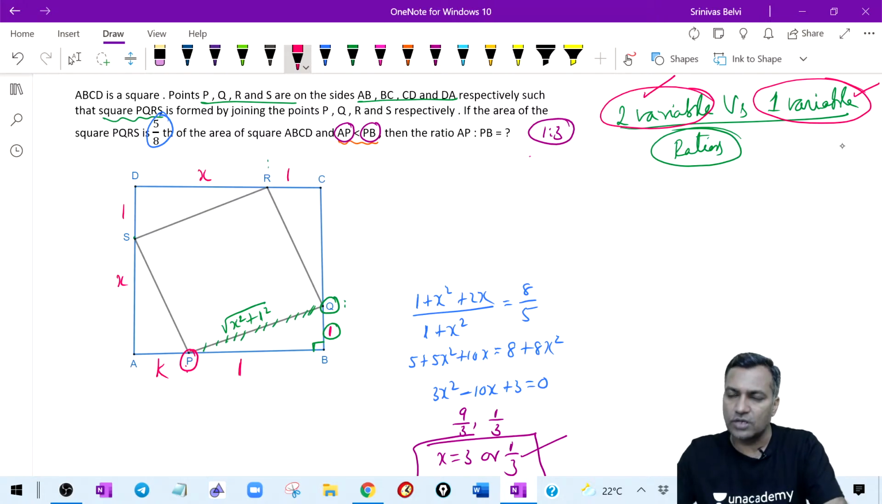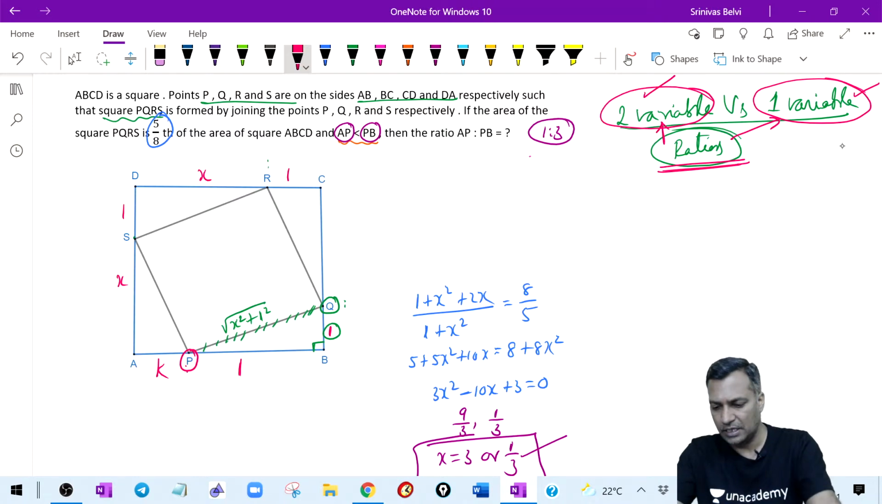The two variable concept might take an extra 30 seconds. That's it. Clear there? It's an algebraic technique. Whenever ratios are questioned, instead of using two variables, we use one variable. It's an algebra method. Can I use two variables? You can. You will take a little more time.